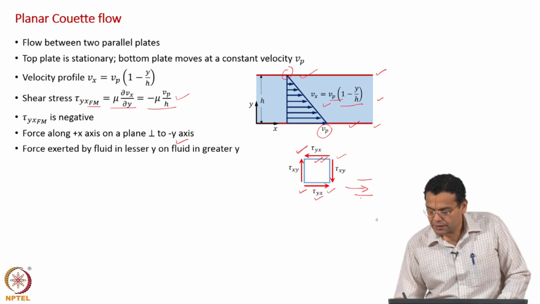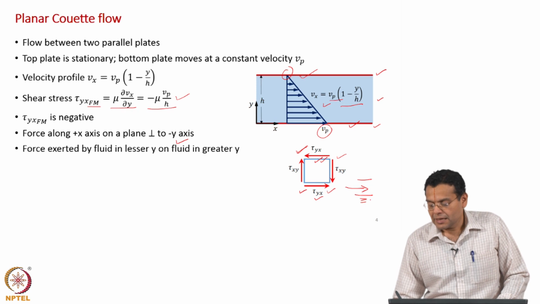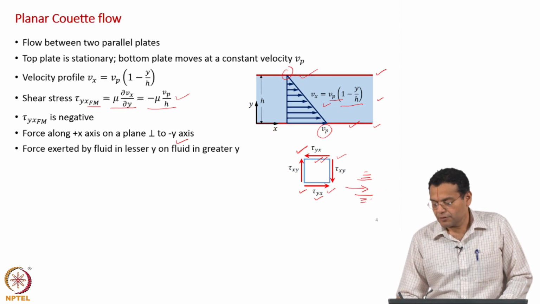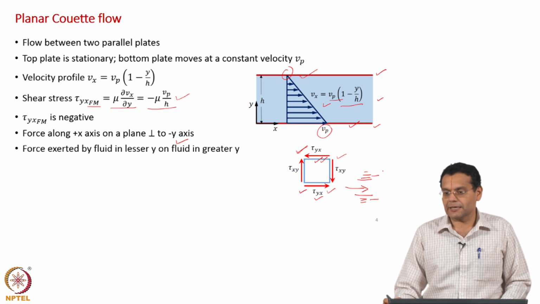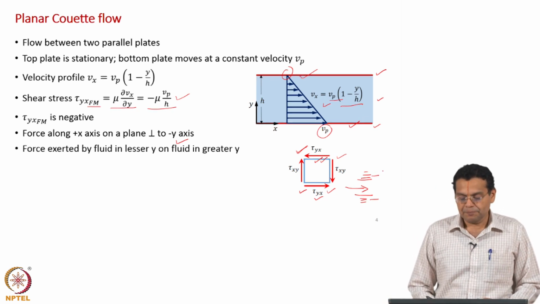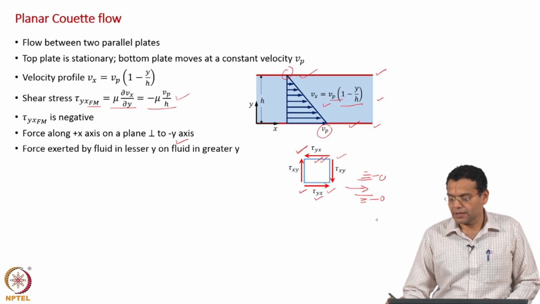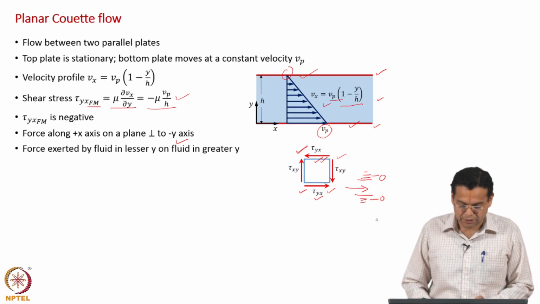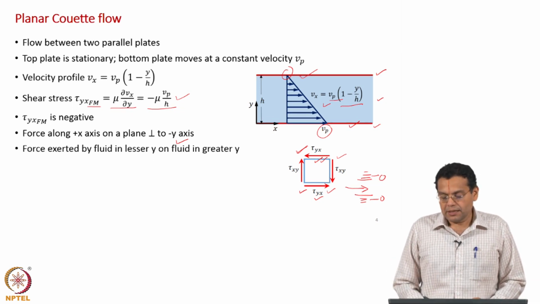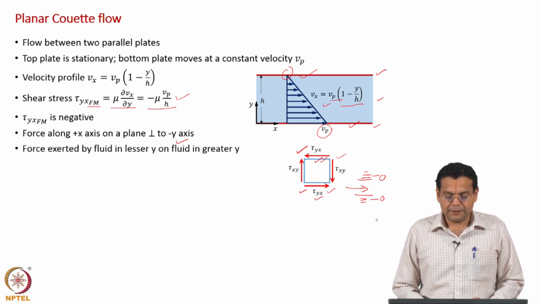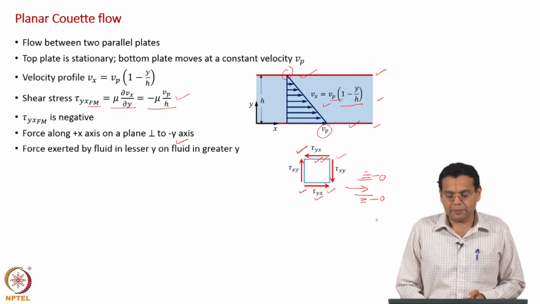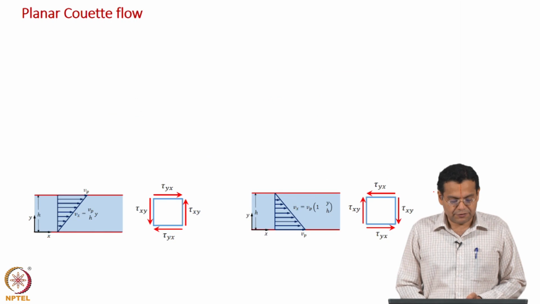Why is it so? The fluid at lesser y has a higher velocity and fluid at greater y has a lower velocity. So, the fluid in this region tries to pull the fluid in this region, hence this force is exerted by fluid in lesser y on fluid in greater y. Almost everything is opposite to the previous case. This is the case which we are going to use, this configuration, to compare fluid mechanics and momentum transport. So, let us proceed further.